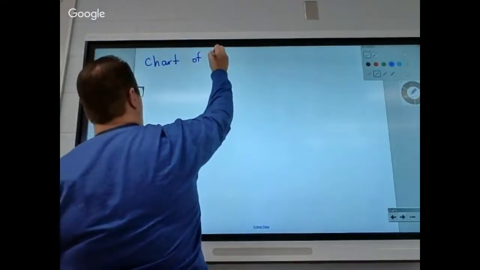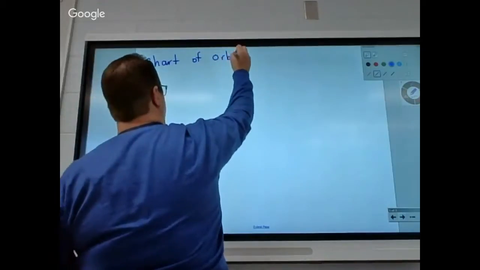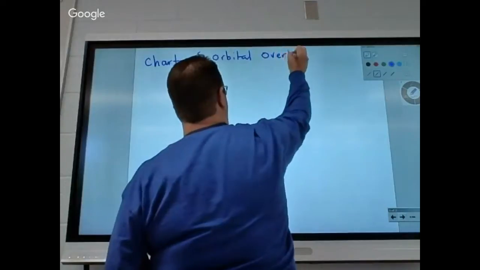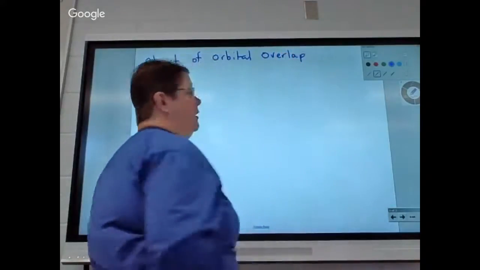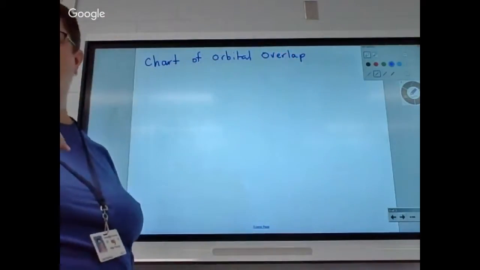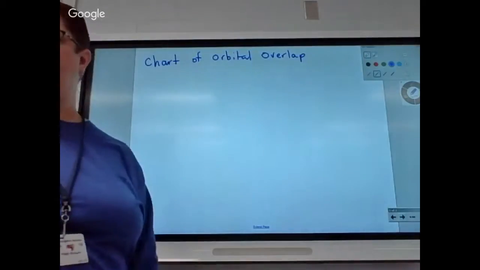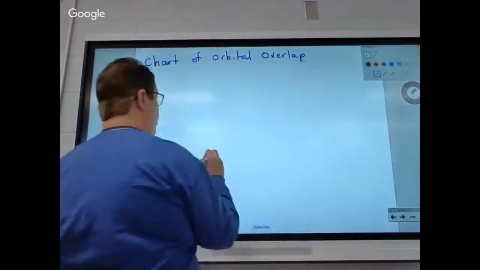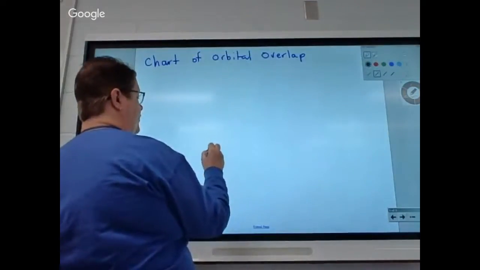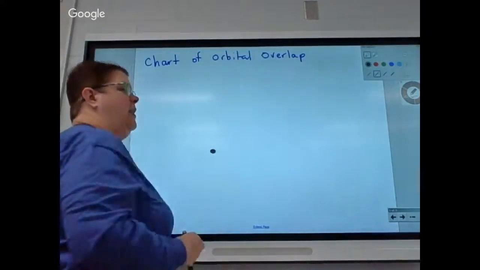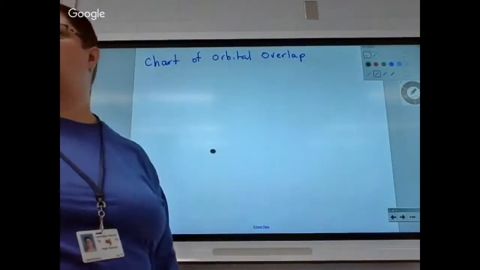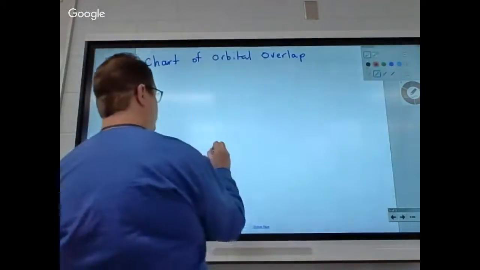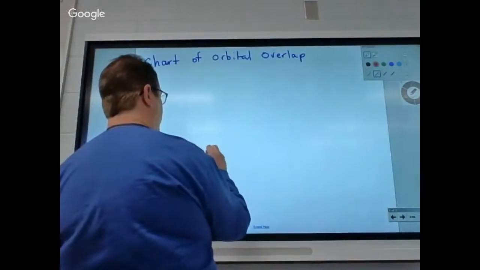Now, this is a chart of orbital overlap. Essentially, and don't draw this that I'm getting ready to draw here. You can write the title, but don't draw this. Essentially, you have a 1s little tiny sphere. And then in the second energy level, you have a bigger sphere, a little bigger sphere on top of it.